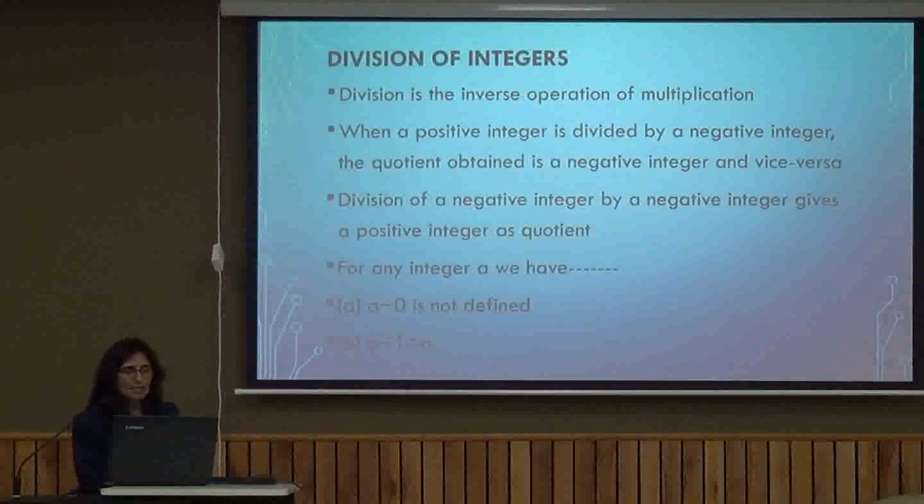And for any integer A, we have the property that A divided by 0. Now when we divide A by 0, it is not defined. That means division by 0 is not defined. That's why the integers are not closed under division. Now A divided by 1 will give A as the result only.